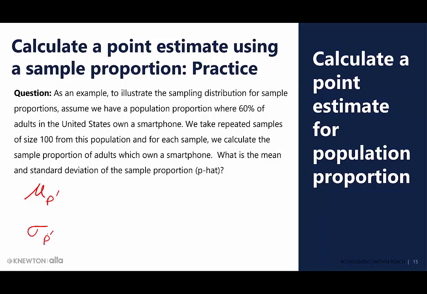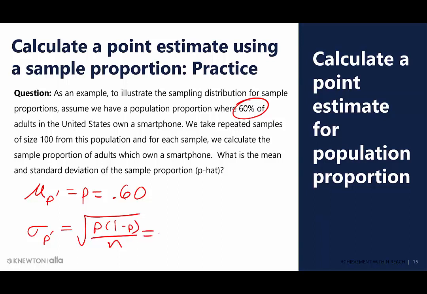Okay. Once again, I don't know why they threw this in here, but this is just another example of the central limit theorem. We said mu p prime is the same thing as p. And P is the proportion of people who own a smartphone in the United States. They told us it was 60%. So therefore, P is 0.60. Write your percents as decimals. The standard error, because that's what the standard deviation of a sampling distribution is, is the square root of P times 1 minus P over N.